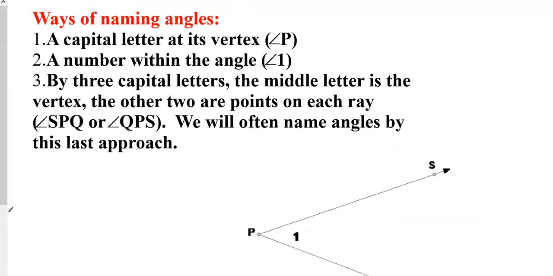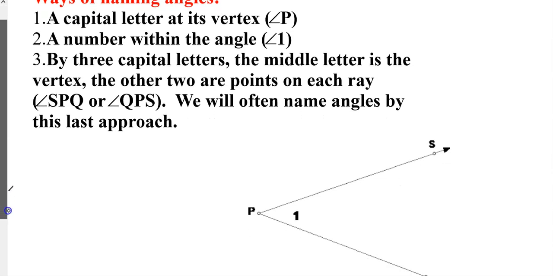All right, so let's talk about how we can actually name some angles. Three different ways. Number one, a capital letter at its vertex. So for our example here, that would be angle P. Number two, a number that's written within the angle, angle 1. Or number three, by three capital letters. The middle letter is always the vertex.